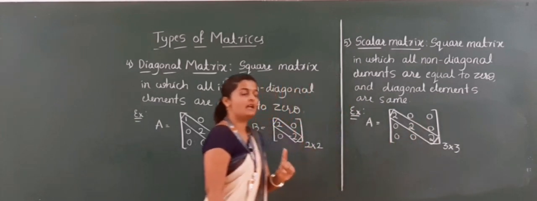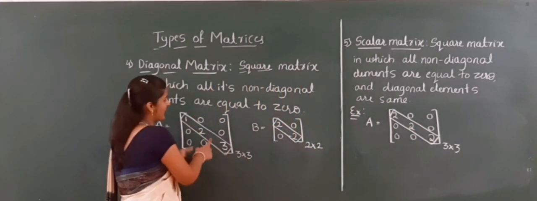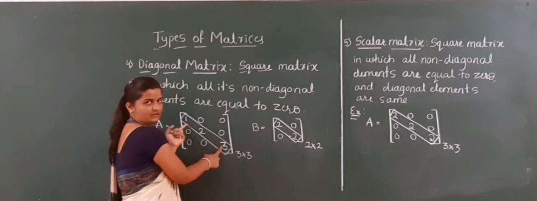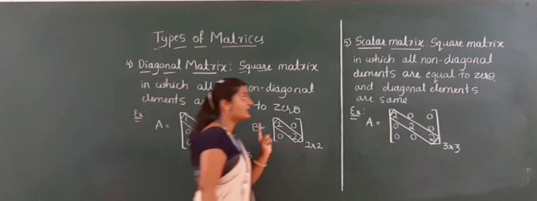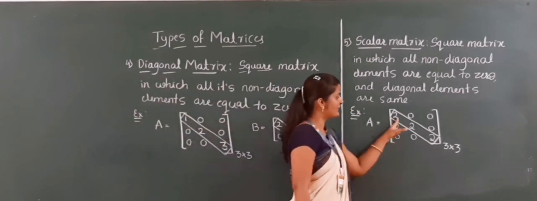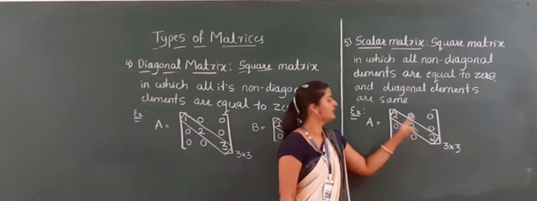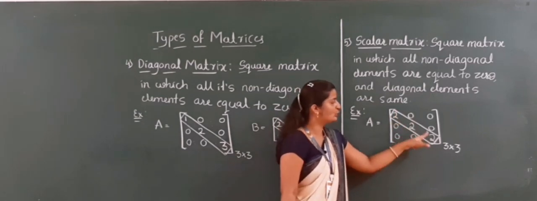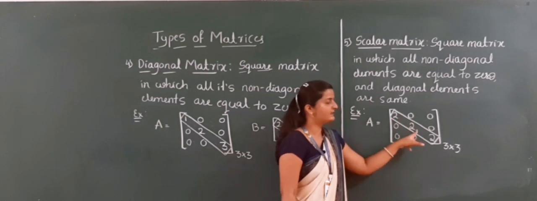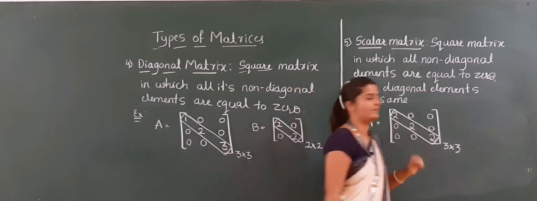But the other main condition is, here the diagonal elements are 1, 2, 3. So they are all different. There is no condition for diagonal elements. But in a scalar matrix there is a condition for diagonal elements, that they must be the same or equal. 2, 2, 2. Or 3, 3, 3. This is known as a scalar matrix.